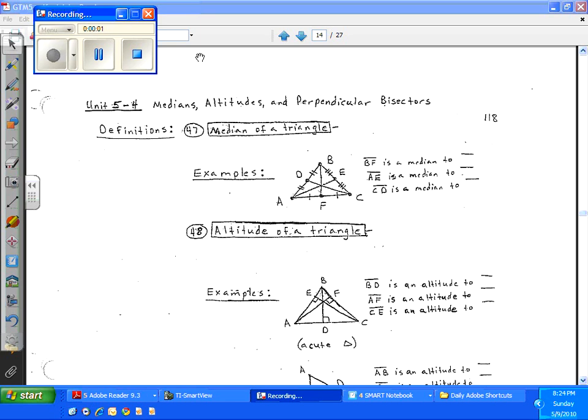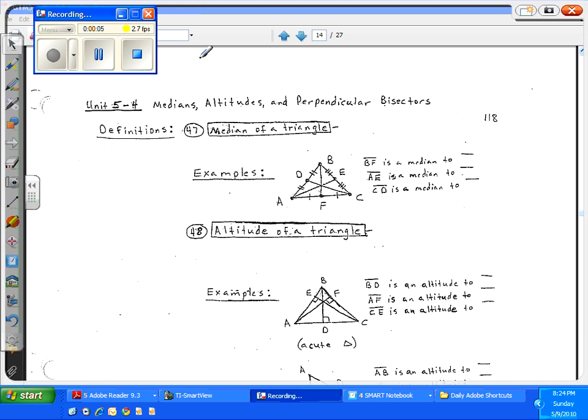In Unit 5.4, we're going to make definitions of medians, altitudes, and perpendicular bisectors. When you think about median, you think about middle. Remember when we talked about the measures of central tendency in the Algebra 1 textbook, and we talked about mean, median, and mode? And we said the median was the one in the middle when you align them from least to greatest, and if there's more than one in the middle, then the median is the average of those two. So when we think about median, we think about middle.